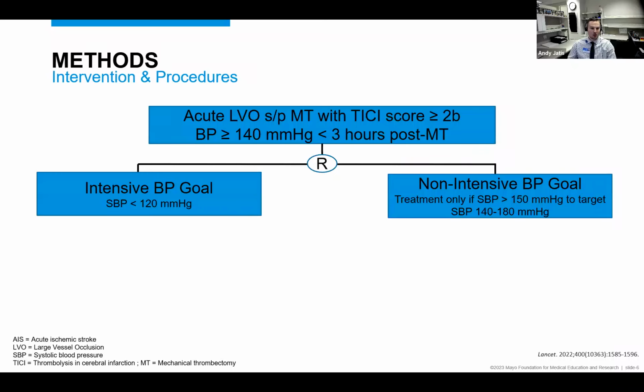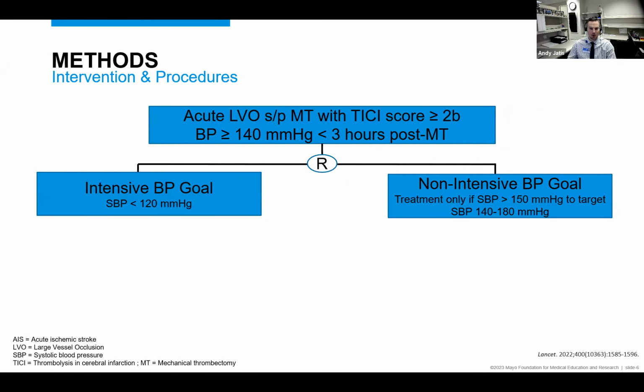So moving on to our interventions and procedures. These patients had to achieve, after mechanical thrombectomy, a TICI score of 2B or greater, which would be above 50% reperfusion. So in this case, 2B represents our group of 50 to 89%, 2C greater than 90%, and 3 would be full 100% reperfusion. And then the patients had that elevated blood pressure, as noted previously, and underwent randomization.